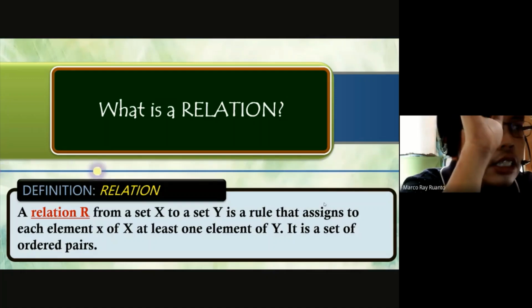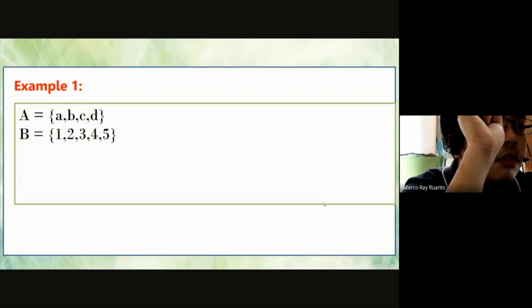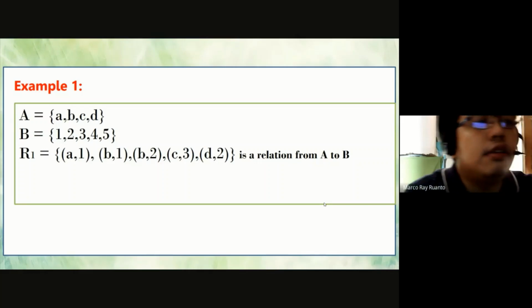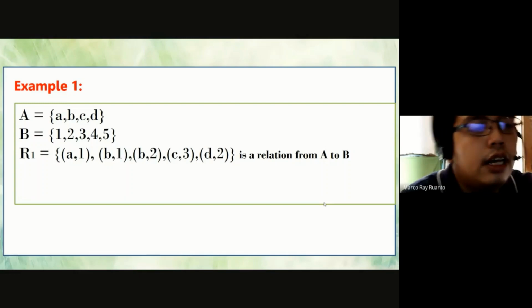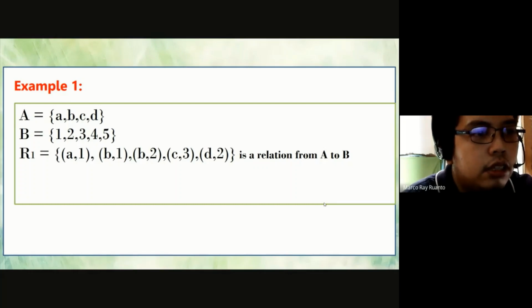Let us say, for example, we have this set A and this set B. We can say R1 is a relation from A to B. Why is it a relation? If you look at the ordered pairs, all the first elements are found in A, while the second elements are found in B. Therefore, we could say that this is a relation from A to B.